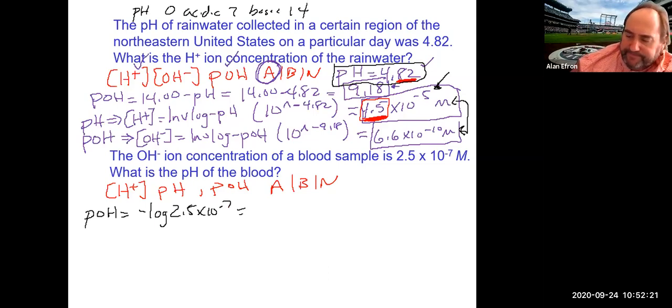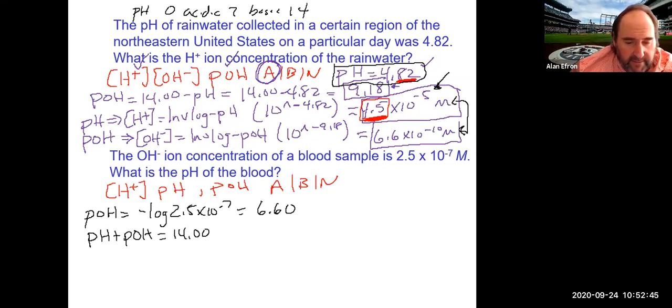And that would give me something like 6.60 as my pOH. Now that I have my pOH, I could use that relationship of the pH plus the pOH equals 14, which would tell me that my pH would be 14 minus 6.60. If I take 14 minus that, it gives me 7.40. So that takes care of the pH, takes care of the pOH. So I have H plus left over.